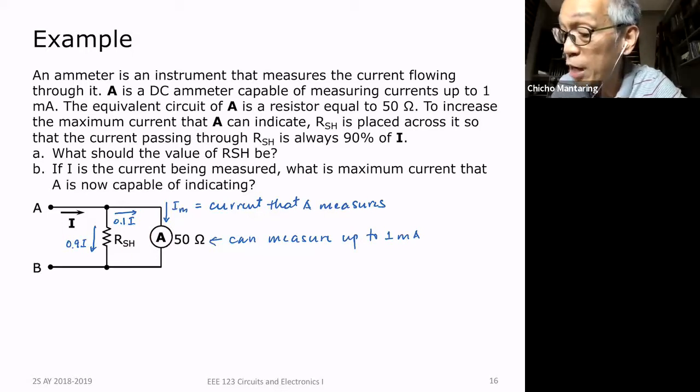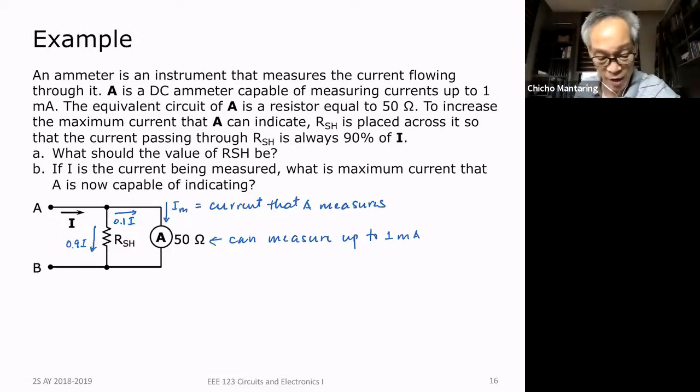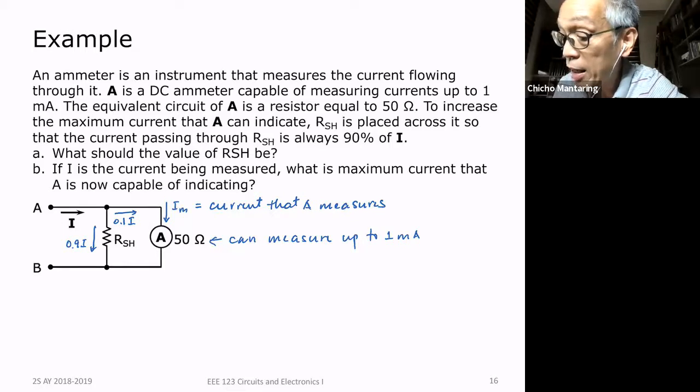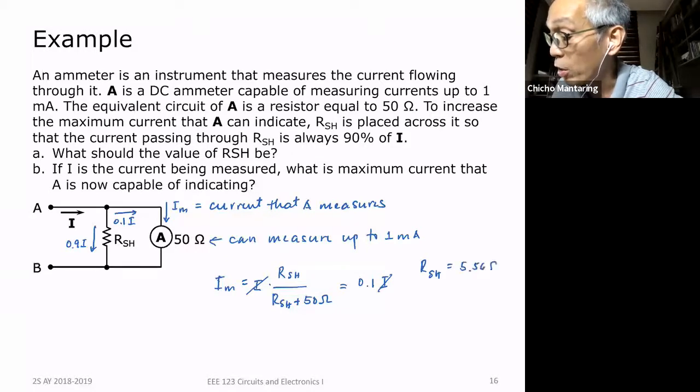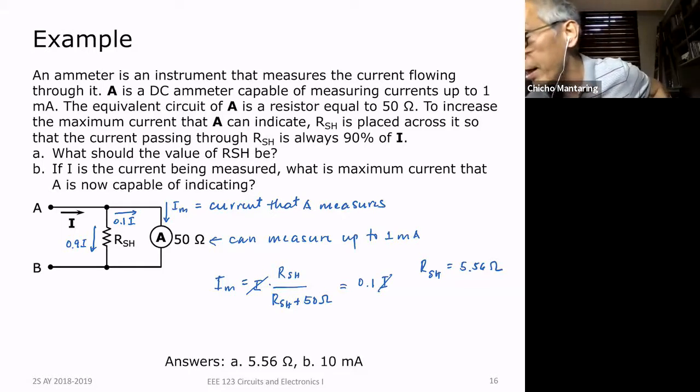So the first question is, what should the value of RSH be? It's very easy to do that using current division. IM will be equal to I multiplied by, what is the other resistor? RSH, all over RSH plus 50 ohms. And this is equal to 0.1 I. So this I cancels out, and you can solve for RSH, and you're going to get the value of RSH is 5.56 ohms. And effectively now, the maximum current that A is capable of indicating will be 10 mA. So the answer is 5.56 ohms and 10 mA.